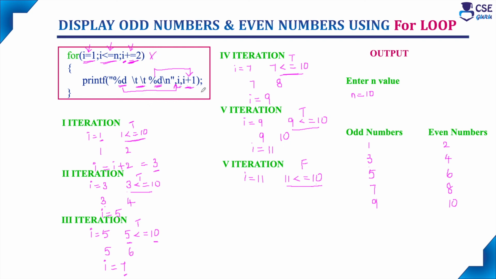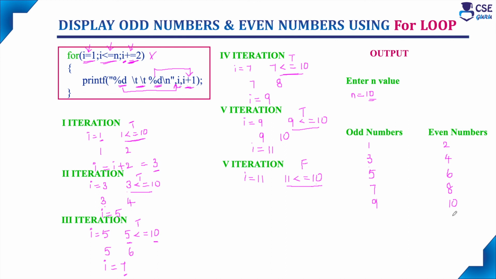And control will transfer to the next statements in the C code. And the next statement is nothing but the return statement. And it will return the output in the output screen. So, this is the output that will be displayed in the output screen. That is, up to n value 10, we have displayed the odd numbers and we have displayed the even numbers.